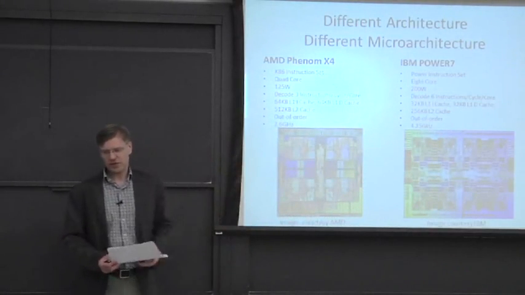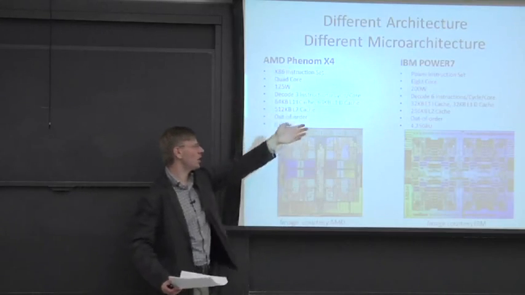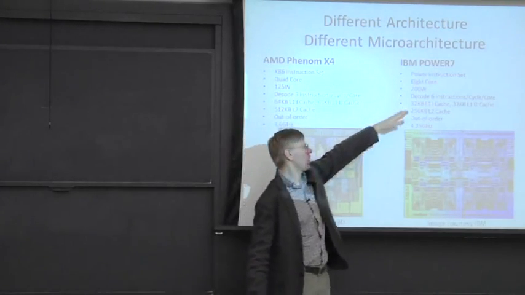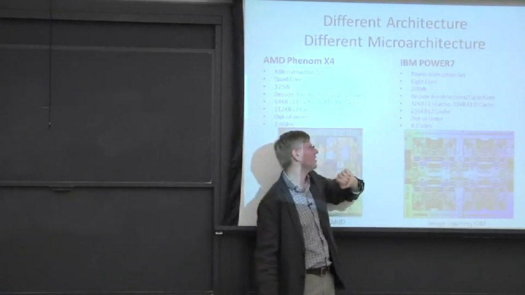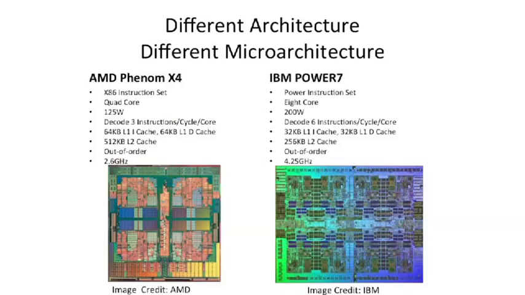And the microarchitectures are different. Here we have 8 cores, 200 watts, and it can decode 6 instructions per cycle. Wow, this is a pretty beefy processor. It's also out of order and has the same clock frequency.